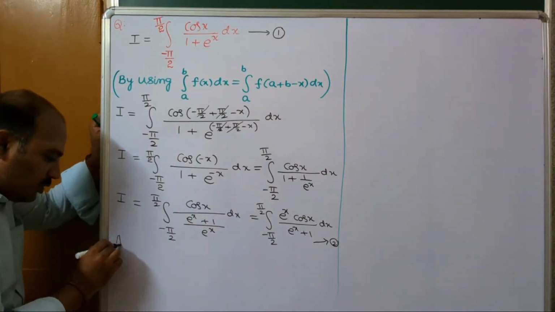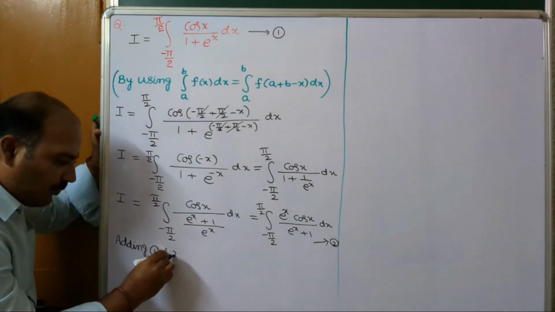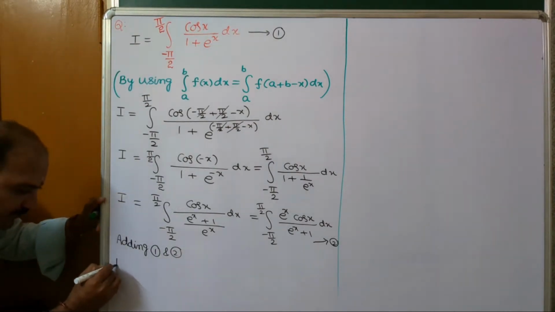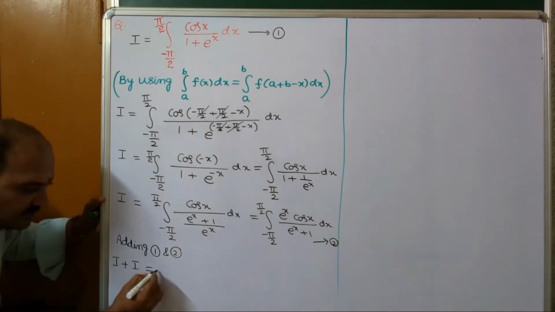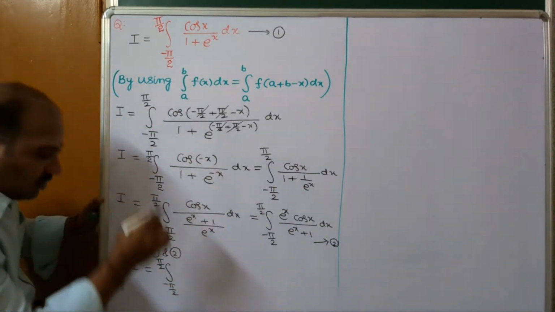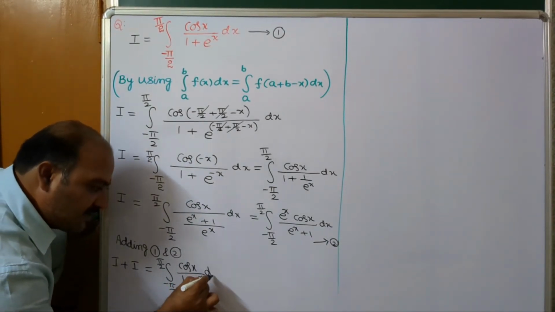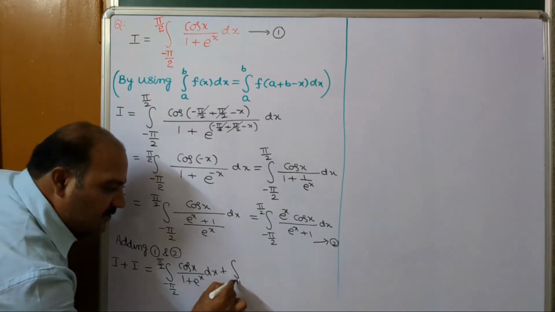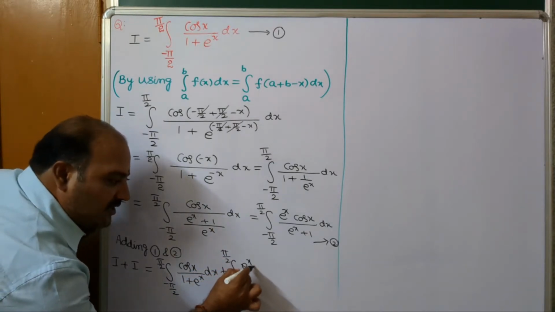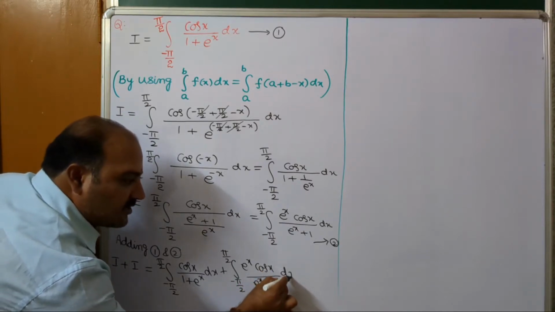Adding equation 1 and 2. So if you add 1 and 2, here I plus I, 2I is equal to integral minus pi by 2 to plus pi by 2 cos x by 1 plus e power x dx plus integral minus pi by 2 to plus pi by 2 of the second equation, e power x into cos x by e power x plus 1 into dx.